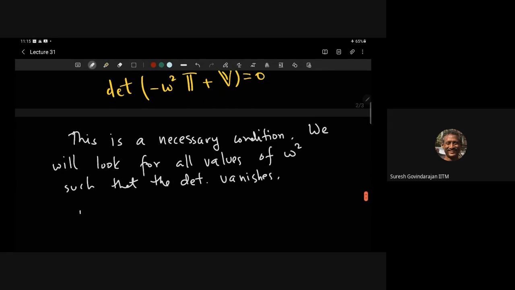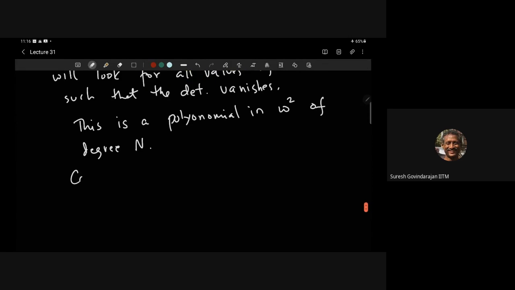So this is a polynomial in omega square of degree capital N, sorry, that's what we've been using for degrees of freedom. So all these solutions: omega 1 square, omega 2 square, up to omega n square.